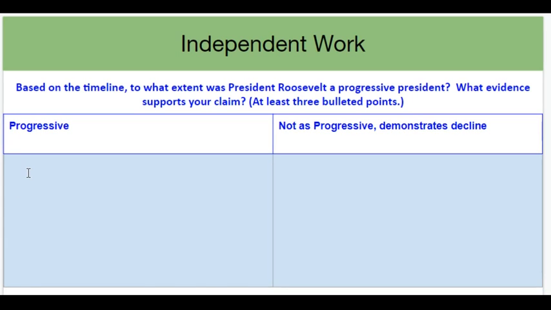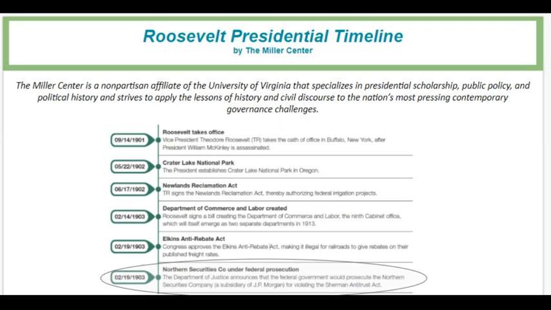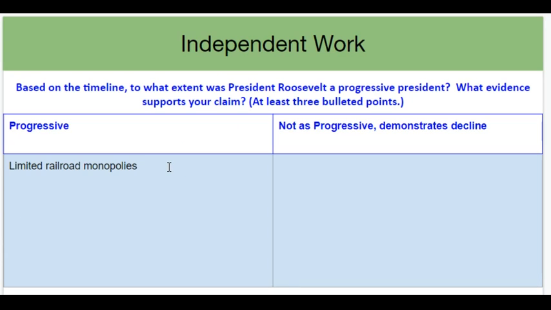Well, if I'm going to talk about, remember we did the progress and decline tool. If you don't remember, you might want to go back to that or think about that or ask your teacher about it. Think about a progressive, moving ahead. Well, what evidence do I have? Limited railroad monopolies. Now, what's my evidence for that? I'm going to go back to that first thing I circled. It says Northern Securities Company under federal prosecution. Department of Justice is going after them. So what did I write here? Limited railroad monopolies.